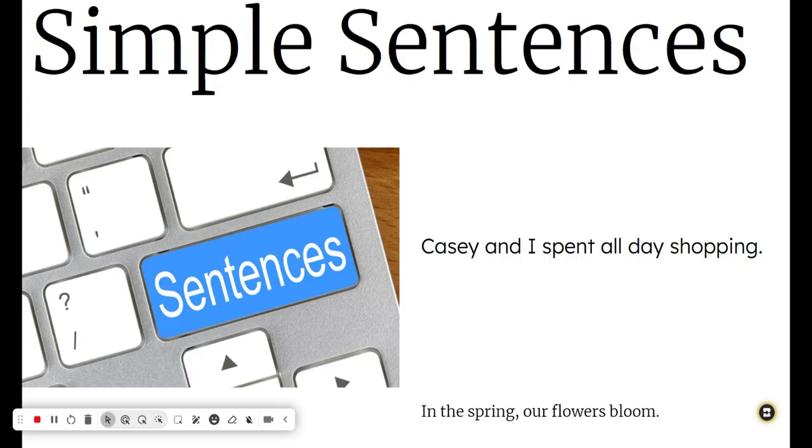In the spring, our flowers bloom. "Our flowers bloom" is your independent clause. "In the spring" is attached to it as a phrase. So, "In the spring," comma, "our flowers bloom." Both of these are considered simple sentences.